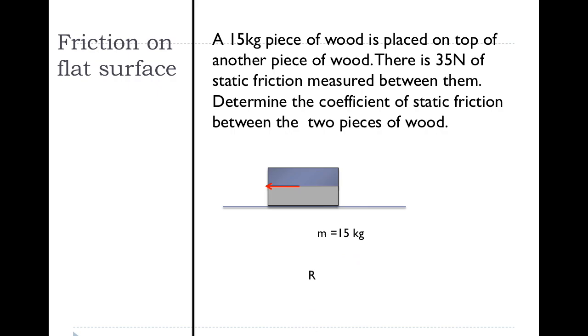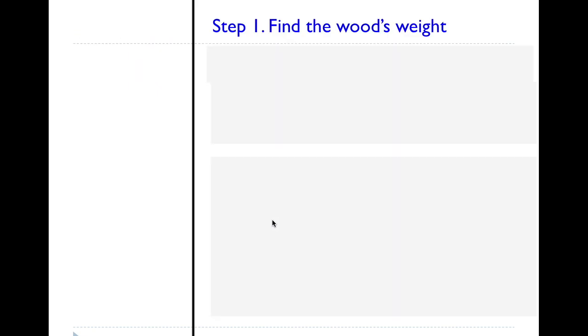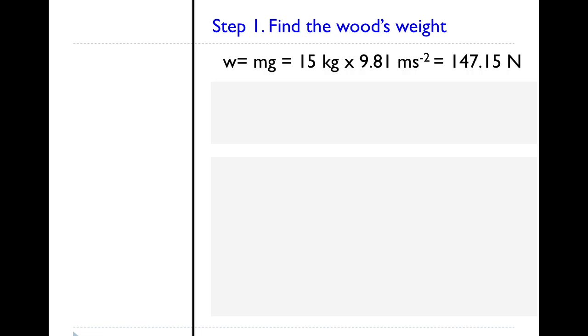So we are given the following information, and I'm just putting in the vectors for the top piece of wood that is placed atop the second piece of wood. And the red line over here is the friction force, which was already given, and it would go in this direction if we were moving the object. I just wanted to show you where it would go. So step 1 is to find the wood's weight. When you do that, it is weight equals mass times gravity, and your answer should be 147.15 newtons.